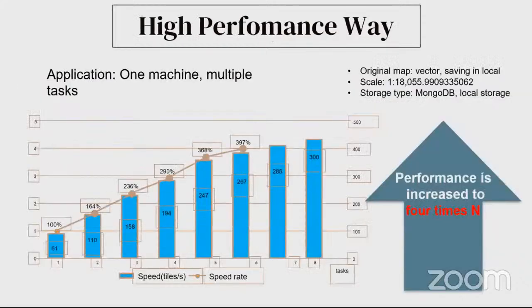Okay, so this is the high performance example in SuperMap, where in one machine you can do multiple tasks, where its performance has now been increased to 4 times more, as you can see in the graph here. The speed and tasks are constantly increasing, so it can help the data to be created much faster than before.